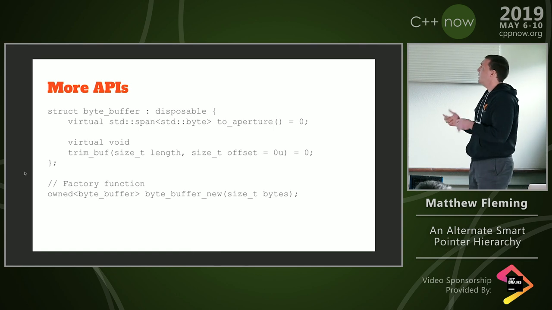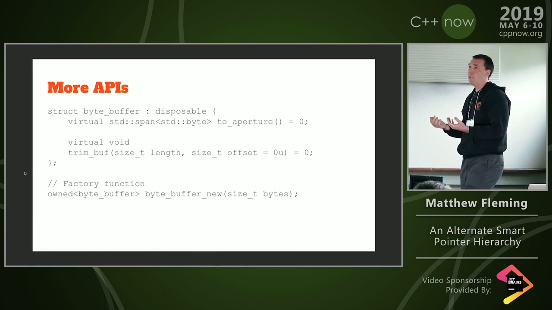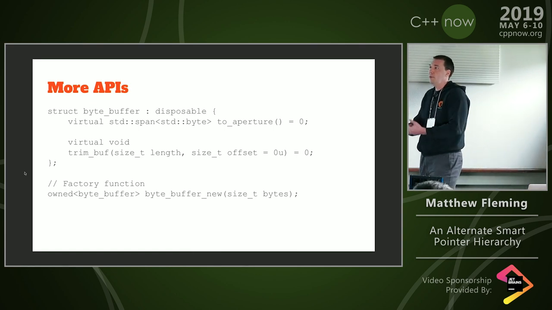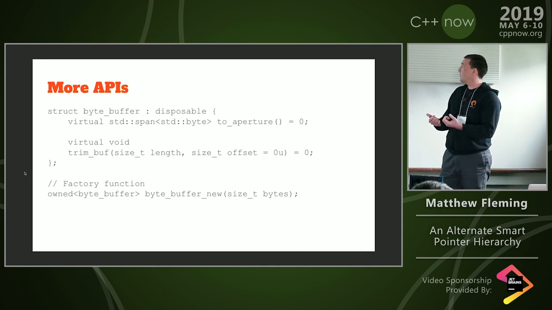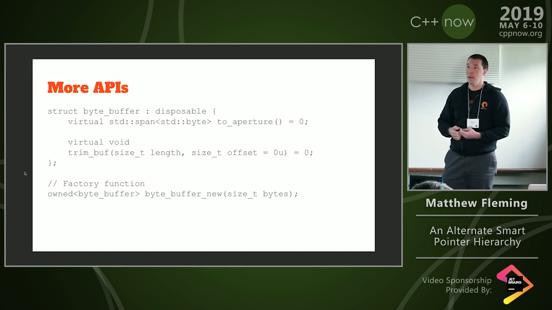So I need a couple more APIs to show some example code. I've got a thing called a byte buffer. It's some representation of memory. You say, hey, I need a buffer for 16 kilobytes. You get ownership over that resource, and you can say, what's the actual virtual address that I can use to read and write from, and I can trim it down.